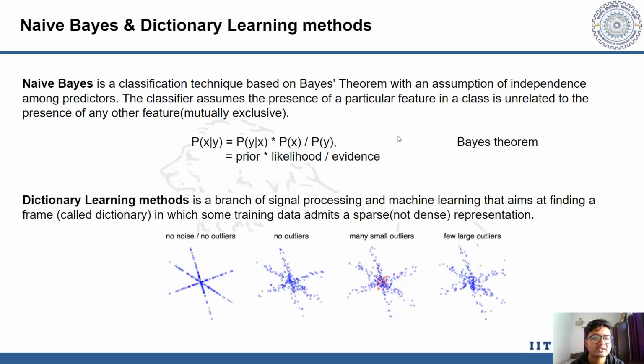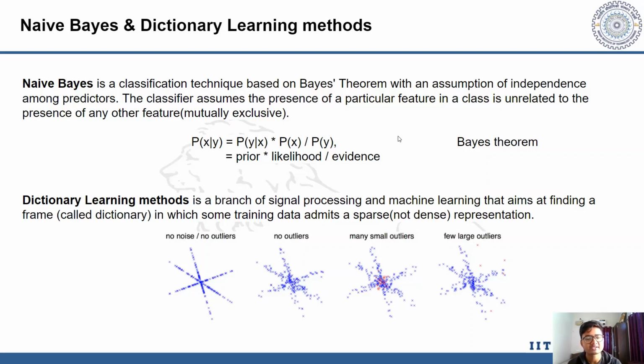So, naive Bayes and dictionary learning methods. Naive Bayes is a classification technique based on Bayes' theorem of probability with an assumption of independence among predictors. That is, they are mutually exclusive. The classifier assumes that the presence of a particular feature in a class is unrelated to the presence of any other feature. So P(y|x) is equal to P(x|y) multiplied by P(y) upon P(x). That is the prior probability multiplied by likelihood upon evidence. That is basically the Bayes theorem.